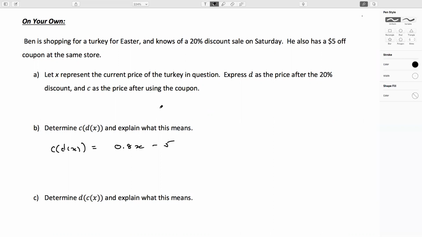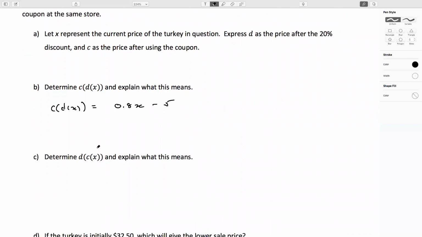However, if we did it in the opposite order, so we took $5 off first, then took 80% off, that's equation D of C of x. We're just applying our operations in a different order. We would take $5 off first, so we would go x minus 5 first. The result of this gets multiplied by 80%. So the equations look different, but one of them is going to get us a lower price.